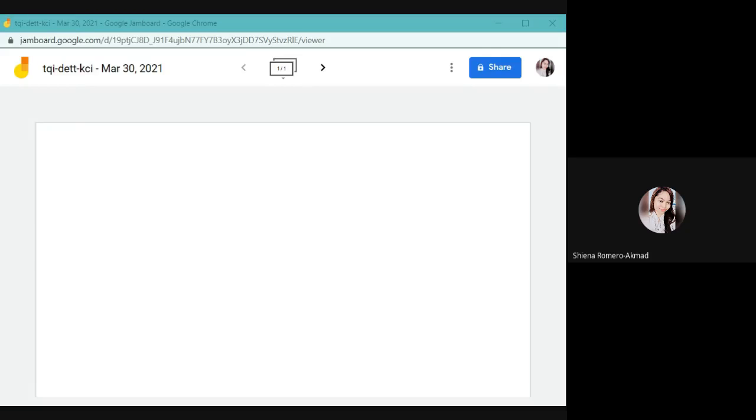Nalaglag yata yung aking pangsulat. Wait lang nga, hinahanap ko yung pangsulat ko. Nasaan na yung pangsulat ko? Kasi yung pusa ko nandito. Ayan, nakita ko na.